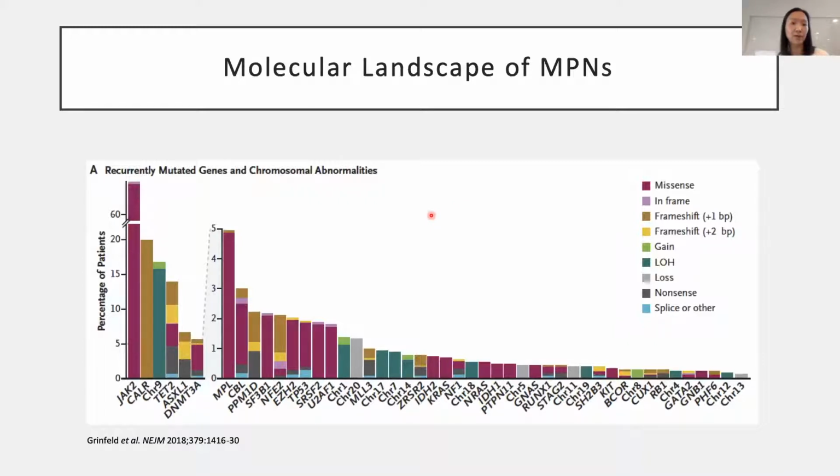However, the point of this slide is to show the molecular complexity that exists in MPNs. So what you see beyond the driver mutations is DNMT3A, ASXL1, and TET2 having the highest prevalence, and then you also still see mutations in other epigenetic modifiers, lysosomal proteins, transcription factors, as well as signaling proteins.